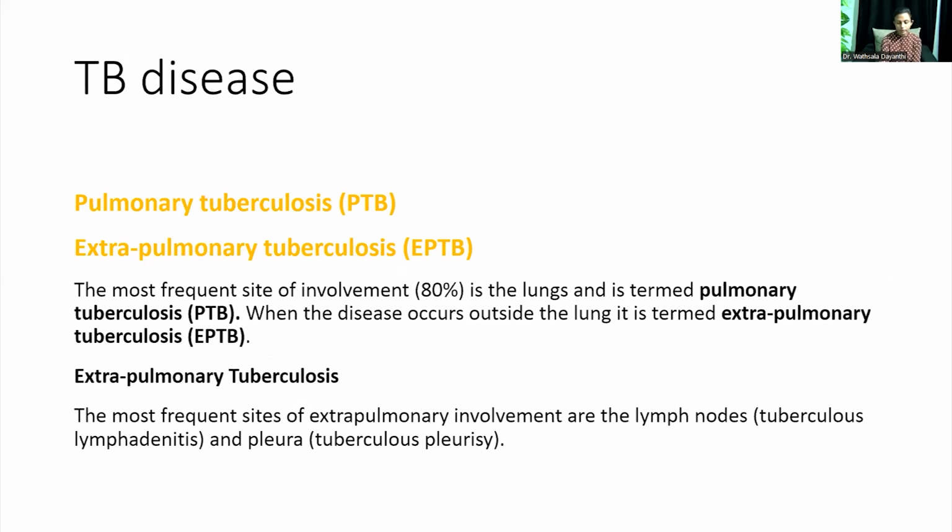The most frequent site of involvement, as you are all aware, is pulmonary TB, where the lungs are involved. It's 80%. And when it occurs outside the lung, it's called extrapulmonary TB. The most frequent sites are lymph nodes and pleura. TB can occur in any system of the body: musculoskeletal, central nervous system, anywhere. You might know that it is a great mimicker. It can mimic malignancies, so it is very important to send the appropriate sample for correct diagnosis.